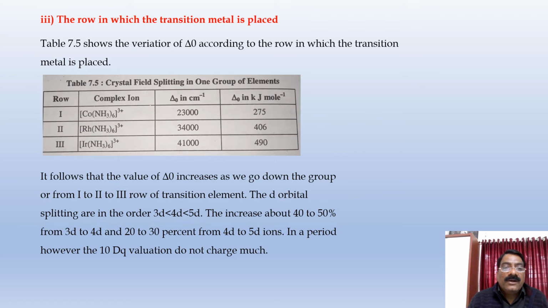The d orbital splitting is in the order 3d is less than 4d, and 4d is less than 5d. The increase is about 40 to 50% from 3d to 4d and 20 to 30% from 4d to 5d ions in a group. However, the 10 Dq value does not change much within a period.